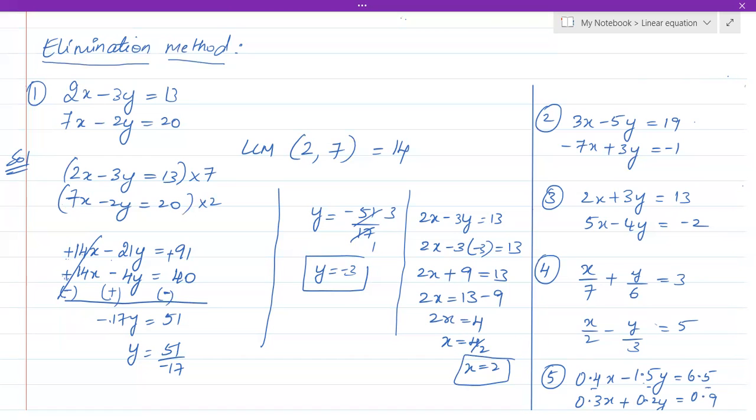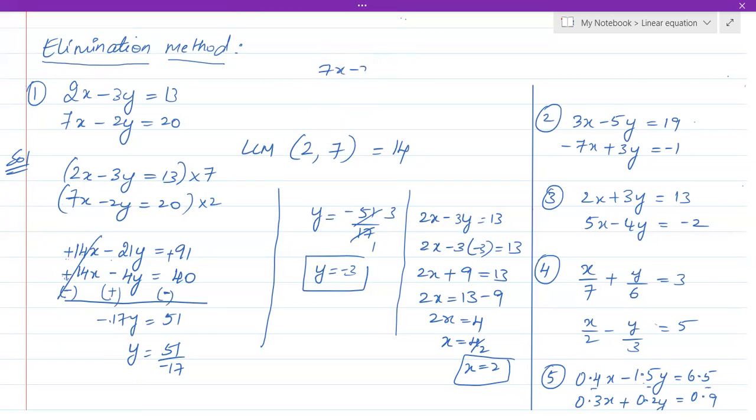You can also verify it. Put the values of x and y in the question and check whether it is satisfying. What is the equation? 2x minus 3y is equal to 13. 2 into x is 2, minus 3, y value is also minus 3. So 2 into 2 is 4, minus into minus plus, 3 threes are 9. 9 plus 4 is 13. 13 equals 13. So it is satisfying the first one.